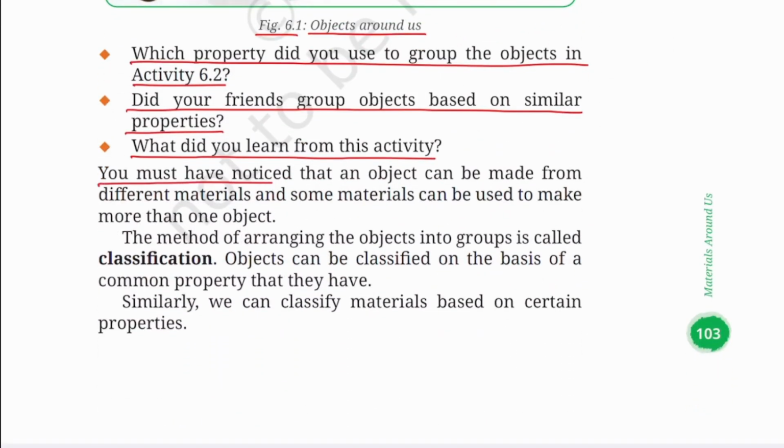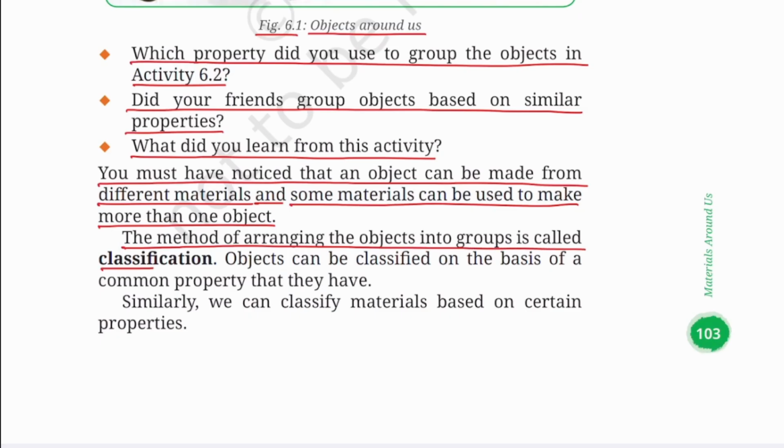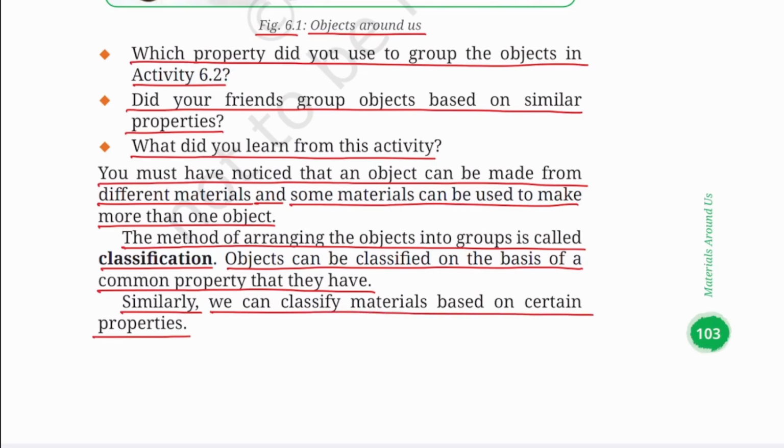You must have noticed that an object can be made from different materials, and some materials can be used to make more than one object. The method of arranging the objects into groups is called classification. Objects can be classified on the basis of a common property that they have. Similarly, we can classify materials based on certain properties.